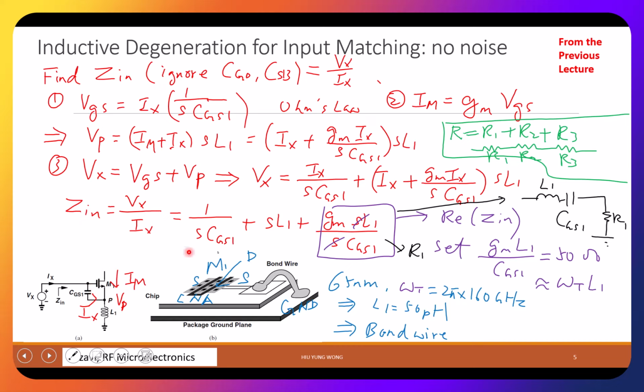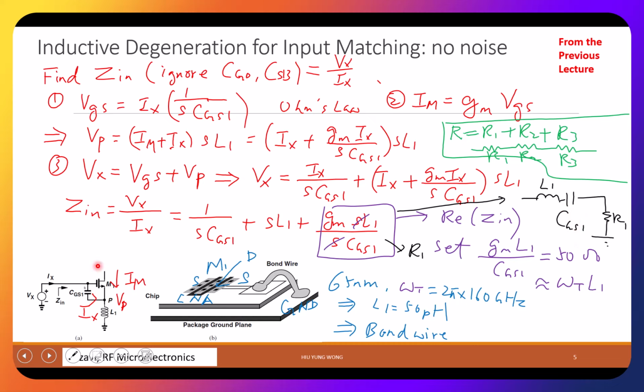We came up with Z-in equal to this impedance plus this impedance plus this impedance. If you look at this carefully, this impedance is 1 over sCgs1, isn't that just a capacitor Cgs? And then plus sL1, the same, just having an L1 in series with the capacitor. And then plus a real number, let me call it R1. Then in series with R1, this whole thing is just equal to this circuit, right? Make sense?